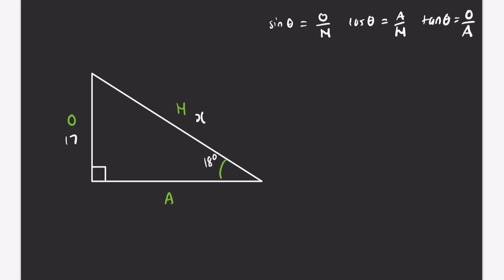Now with our math problems, usually we're given two sides and we need to find the angle, or we're given a side and an angle and we need to find the value of the other side. So let's go through one of these problems. Let's say this angle is 18 degrees and we're given the opposite length, which is 17, and we need to find the value of the hypotenuse.